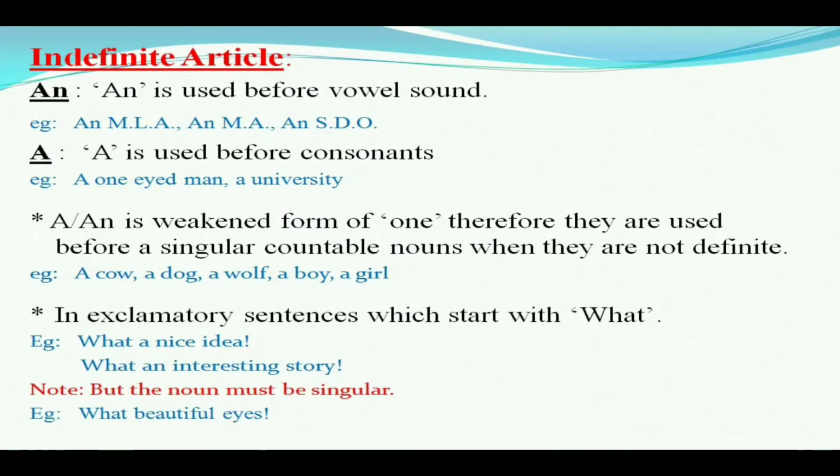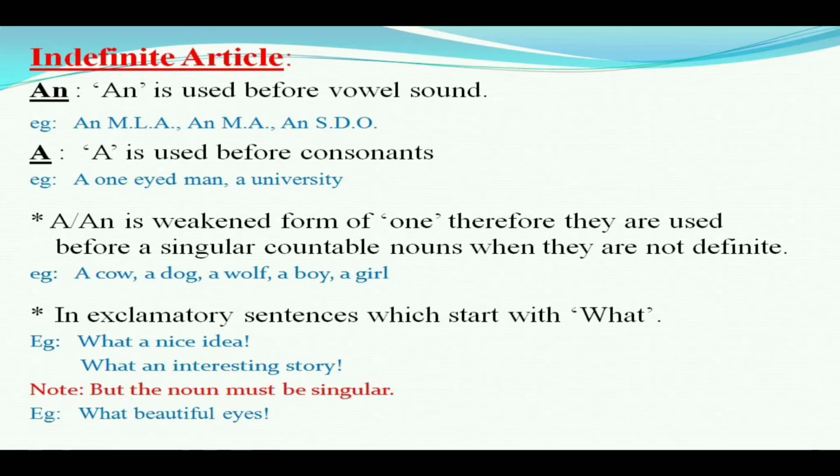As I have told you, there are 2 kinds of indefinite articles, AN or A. AN is used before vowel sound, so always go for the pronunciation of the words. If the first alphabet of a word produces a vowel sound, then we use AN before such word, whereas if the first alphabet of a word produces the sound of a consonant, then we use A. For example, an MLA, here the first alphabet of MLA produces the sound of a vowel, therefore we use AN. Similarly, an MA and an SDO.